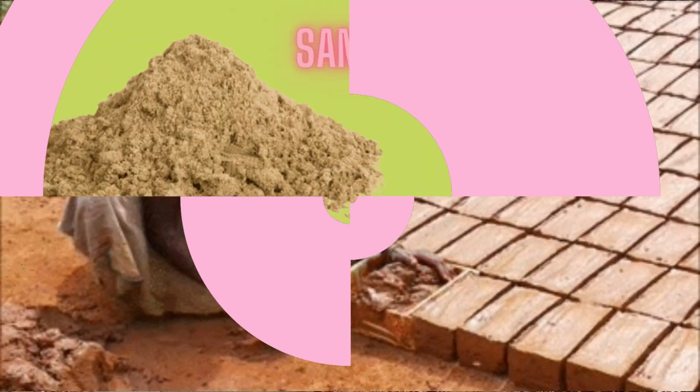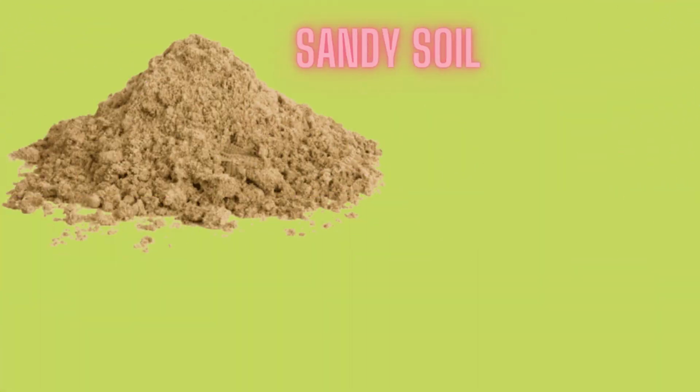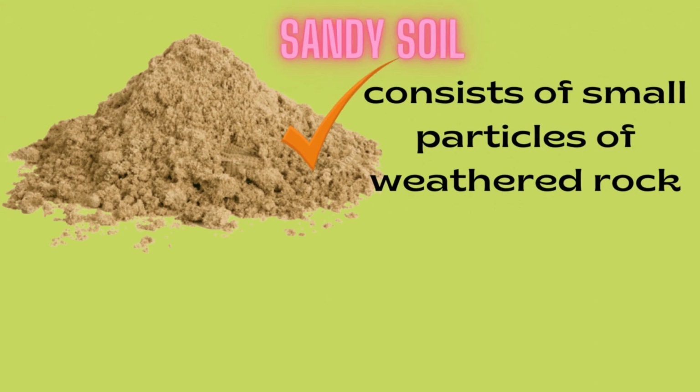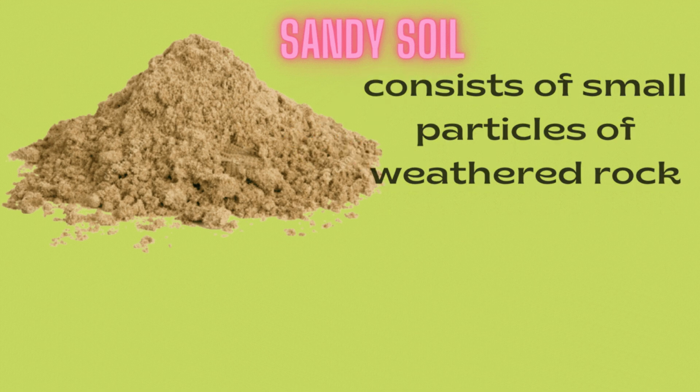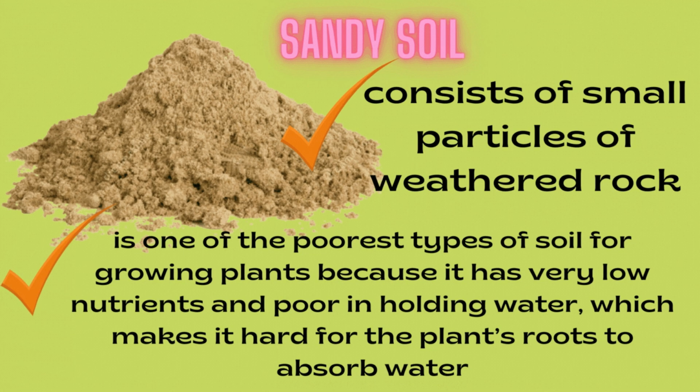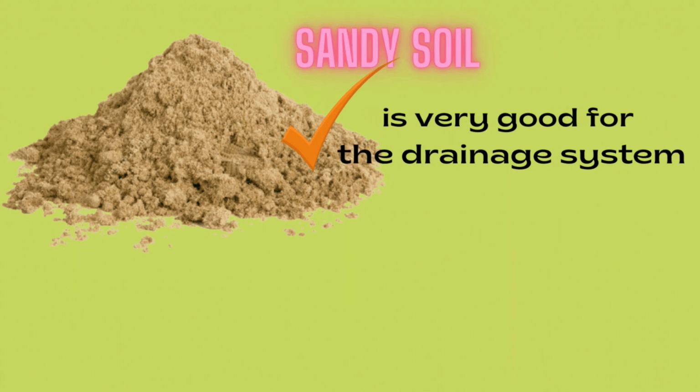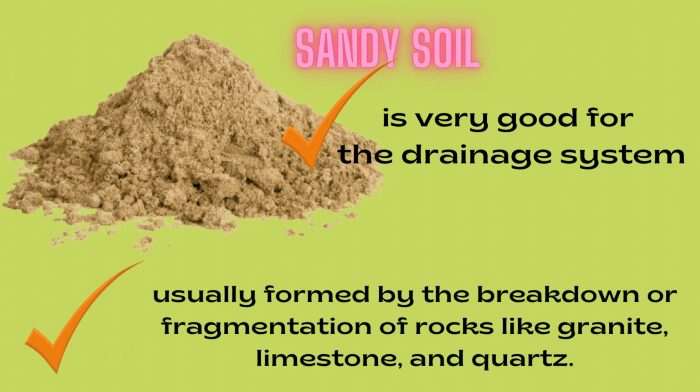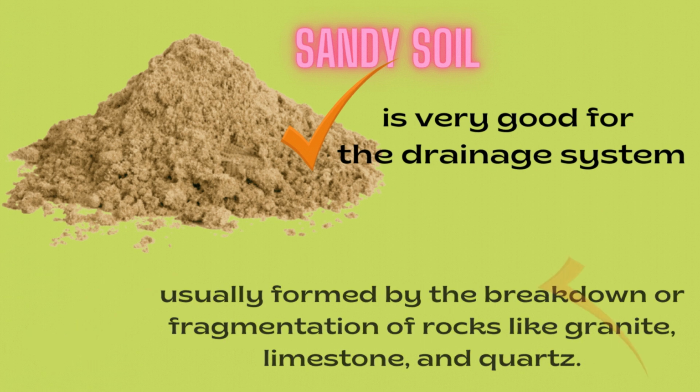This one is a sandy soil. Sandy soil consists of small particles of weathered rock. It is one of the poorest types of soil for growing plants because it has very low nutrients and is poor in holding water, which makes it hard for the plant's roots to absorb water. This type of soil is very good for the drainage system. Sandy soil is usually formed by the breakdown or fragmentation of rocks like granite and limestone.